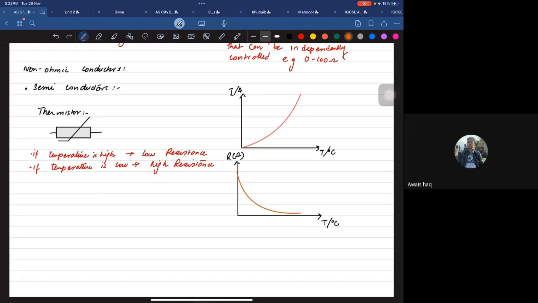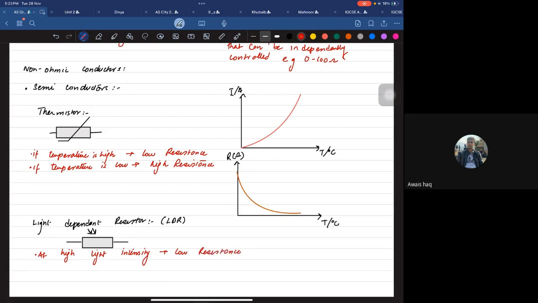Then you have the light dependent resistor, commonly known as LDR. It has this symbol. At high light intensity, there is low resistance, and at low light intensity, like in darkness, it has high resistance.